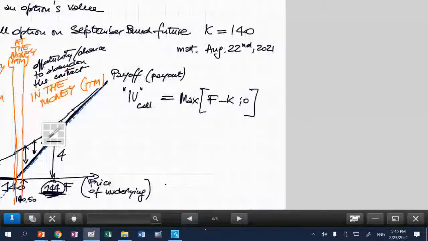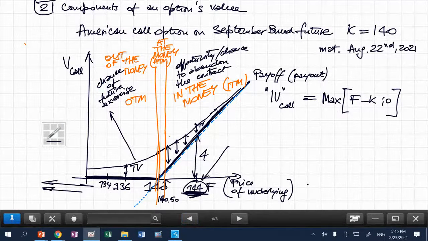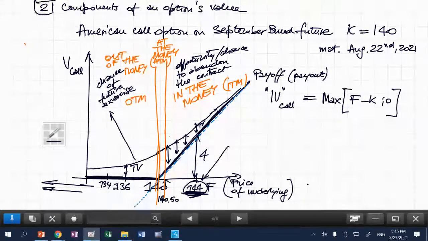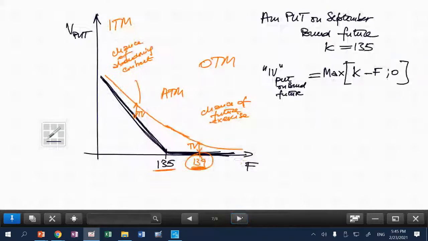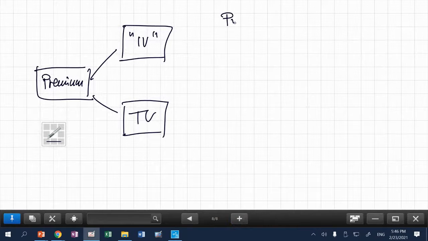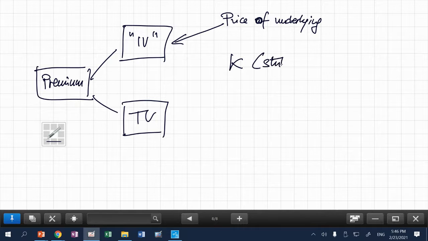when, for instance, I said that when the future trades at 144, intrinsic value is 4, how many variables have I used for that? Super simple. The price of the underlying and the strike, okay? Nothing else. With these two variables, I have defined my intrinsic value. So in this simplified case, I only have the price of the underlying and second, the strike price.